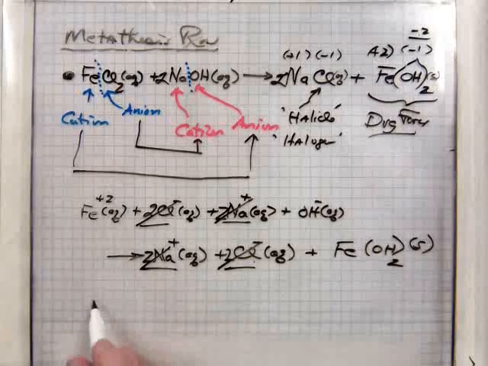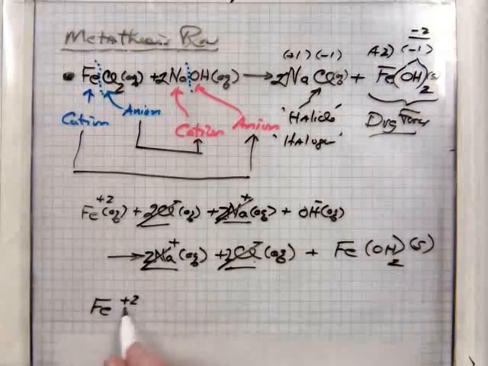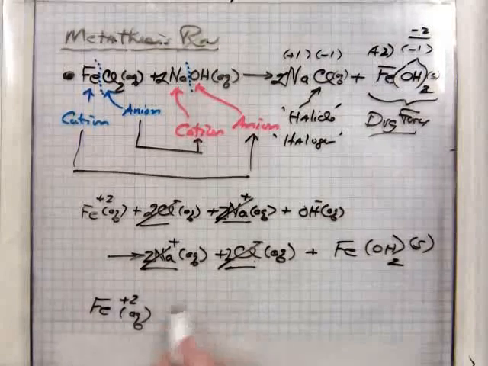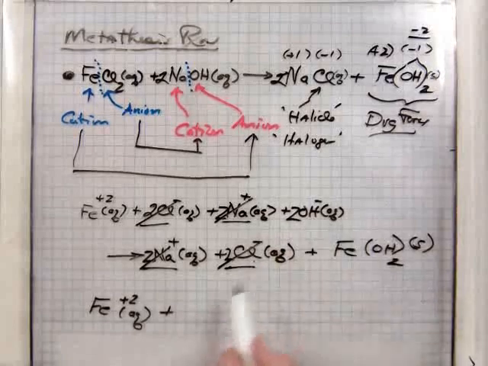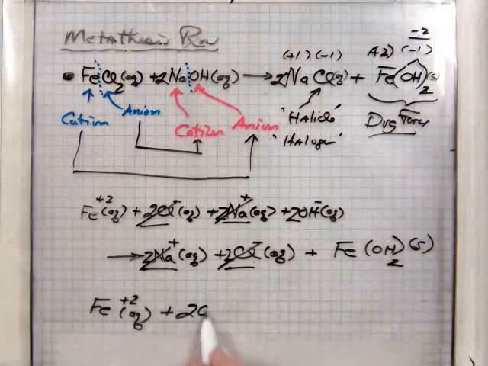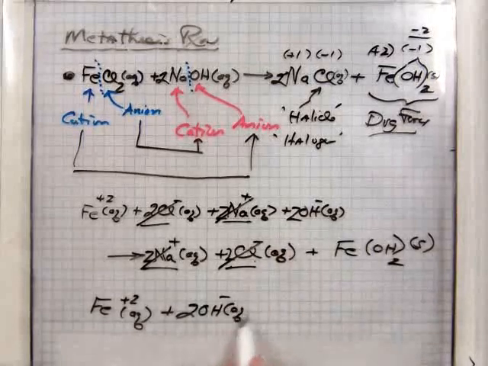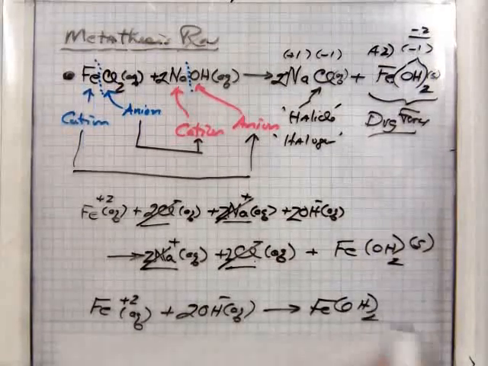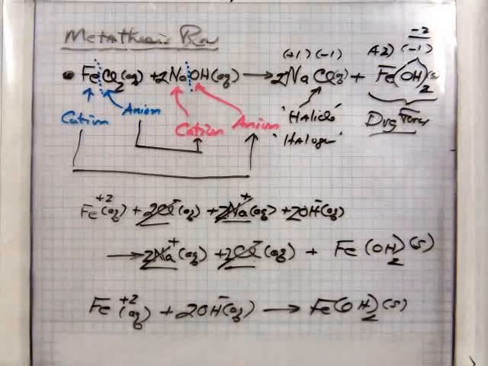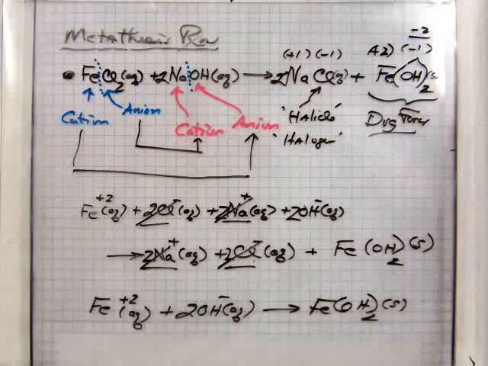So we have iron in aqueous form, and then we have hydroxide. I need a 2 right there, I forgot that. 2 hydroxides, aqueous, and that will go to your iron hydroxide. Now, this is not a difficult exercise and not difficult to learn, but you do have to apply yourself in these examples as we go through, and I'll give you a couple more that I want to work.